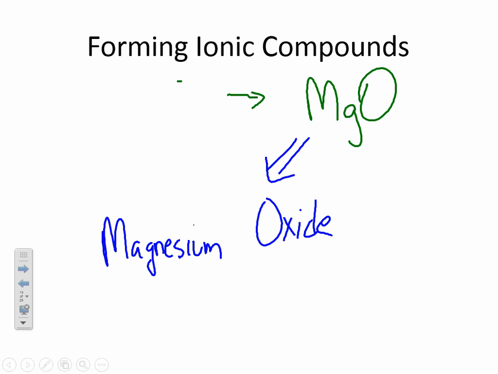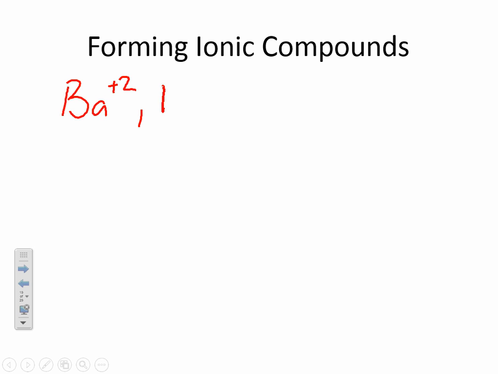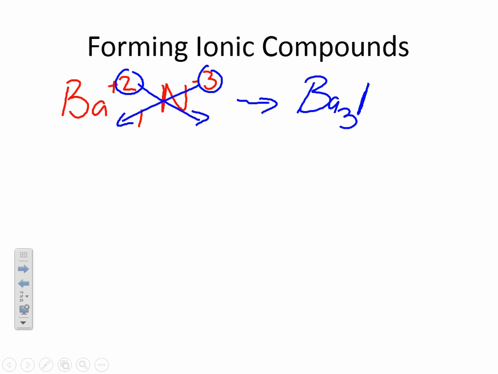All right, let's do one more. Want to do a difficult one? Bring it up a notch? Let's bring it up a notch here. Ooh, that's a good one. Let's go Ba plus 2, N minus 3. Well, I'm going to prefer the crisscrossing method. And I'm going to get Ba3N2.